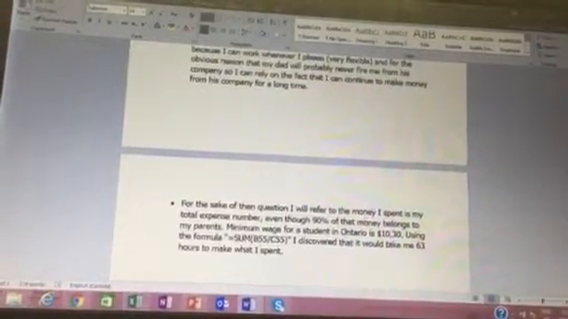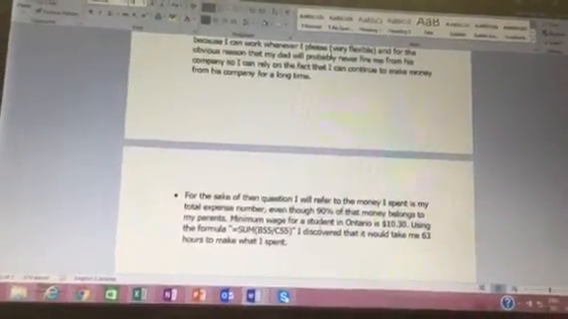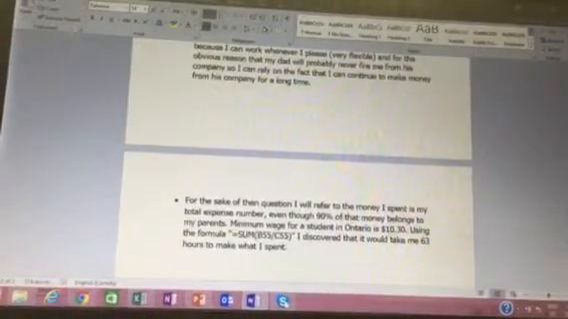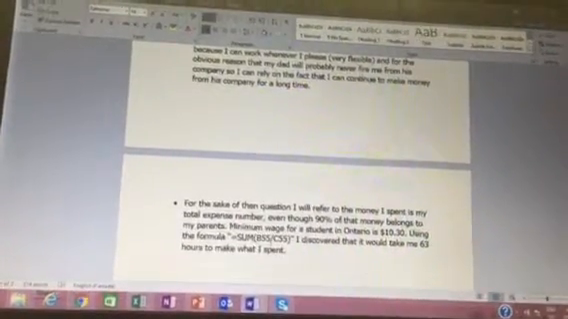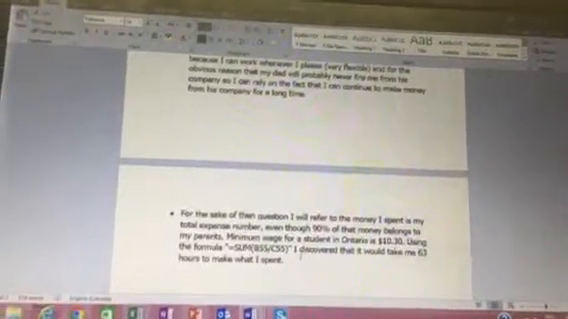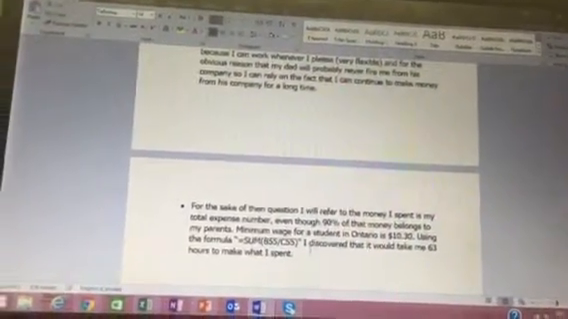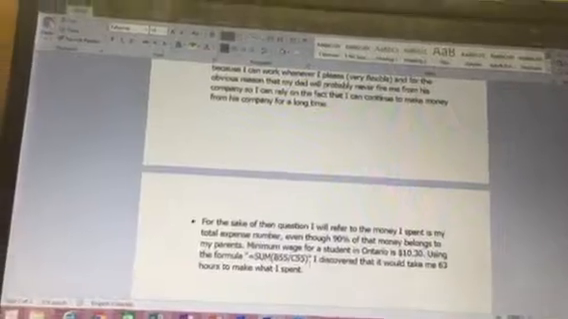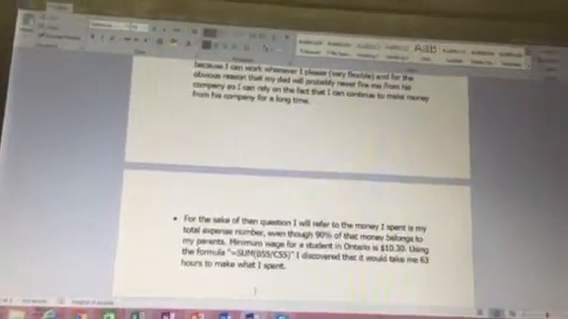Minimum wage is $10.50, I believe. Sorry, $10.30 for students in Ontario. And after using the sum button to figure out how long it would take me to earn the money that I spent, I figured out it would take me 63 hours to make what I spent.